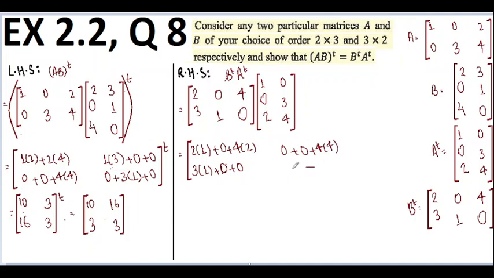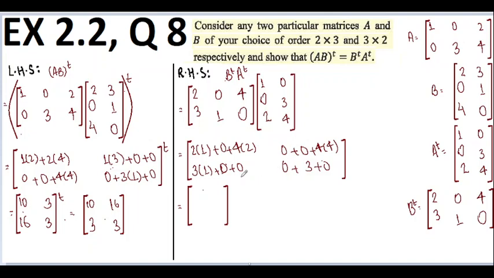Then this is the last entry, in which we have the second row and second column. So the second row is to be multiplied with the second column: 3 into 0 gives us 0 plus 1 into 3 gives us 3 plus 0 into 4 gives us 0. So now we are going to solve all these entries and calculate our result.